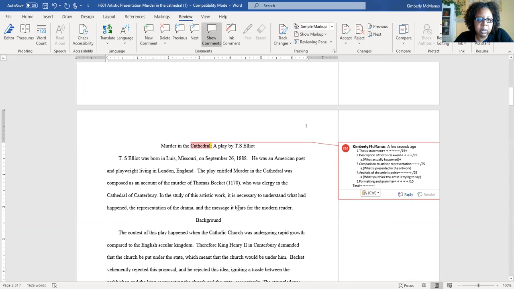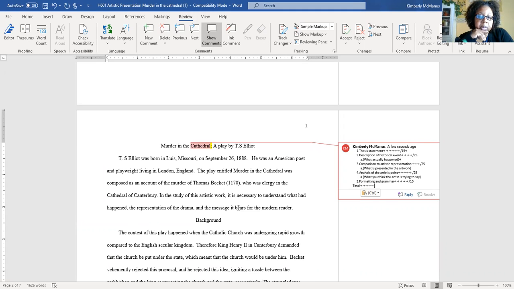All right. T.S. Eliot was born in St. Louis, Missouri on September 26. He was an American poet and playwright living in London, England. The play entitled Murder in the Cathedral was composed as an account of the murder of Thomas Becket, who was clergy in the Cathedral of Canterbury. Again, was this one of the pieces you were allowed to use? I hope.